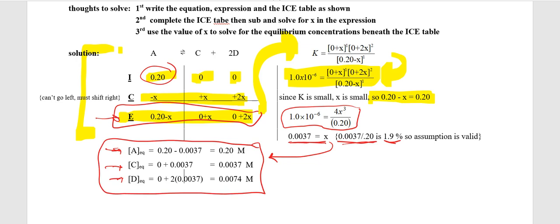Later on, when you study acids and bases and other things, you will use those concentrations at equilibrium to do further studies. Right now, that's the end goal of these problems.